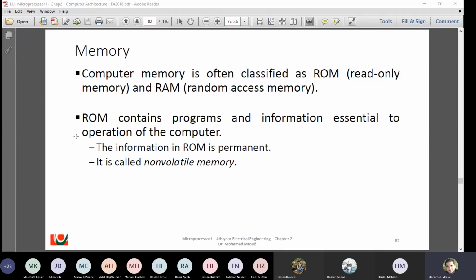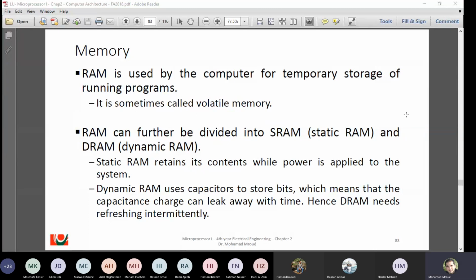Now, memory technology and evolution. Computer memory is often classified as ROM for read-only memory, so we cannot modify a ROM, and RAM for random access memory. So ROM contains programs and information essential to operation of the computer. The information in ROM is permanent. It's called non-volatile memory. RAM is used for temporary storage of running programs. It's sometimes called volatile memory.